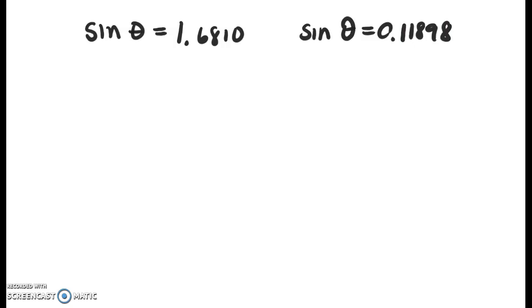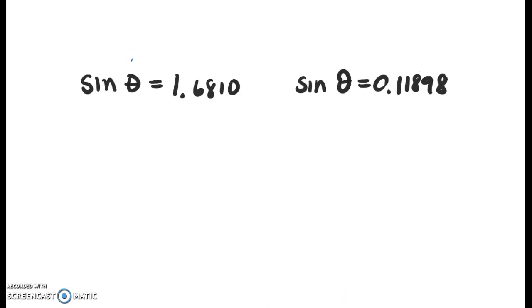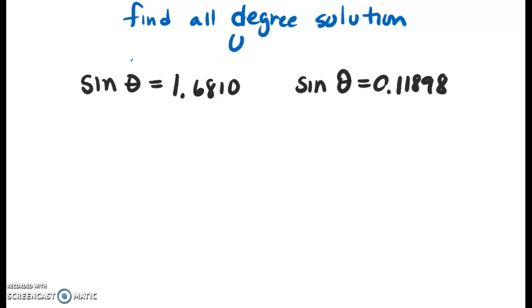And so the first one here, sine of theta, what we're looking for, we want to find theta. Remember what the problem said is to find all degree solutions for theta if theta is between 0 and 360 degrees. And so I am looking for the angle.